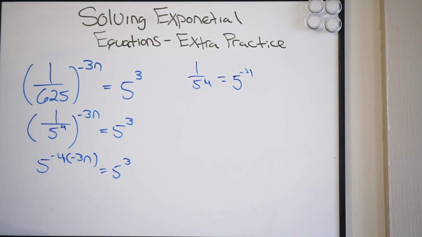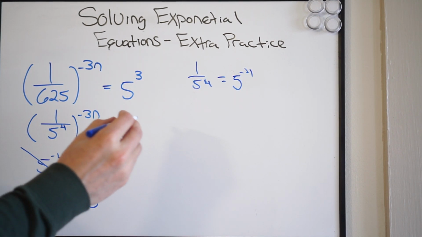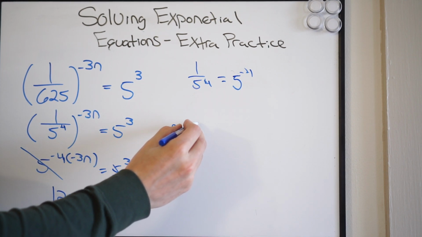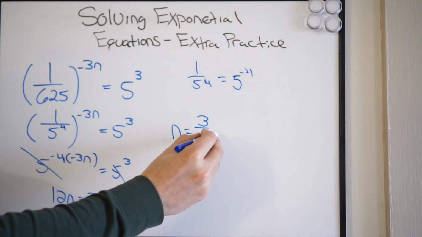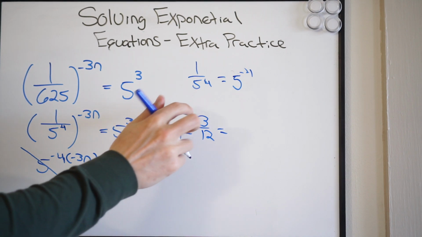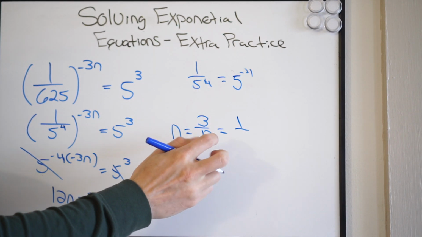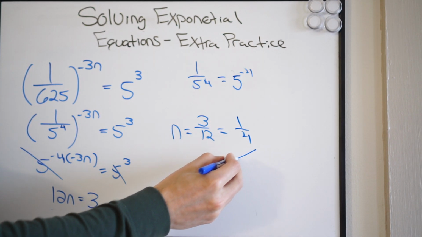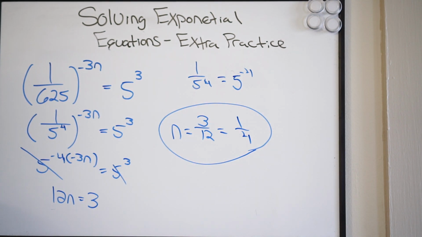Well, here we have the same base, so we can simply cancel this out. And let's just do this out. So a negative 4 times a negative 3, that's going to be positive 12n equal to 3. At this point, all we want to do is divide by 12, so we get n equals 3 over 12. And we can reduce this. 3 goes into itself once, and 3 goes into 12 4 times. So here is our final answer, 1 over 4.